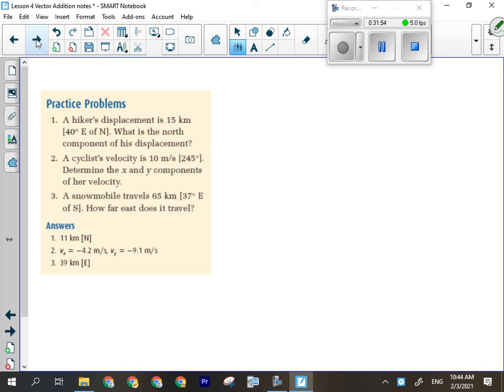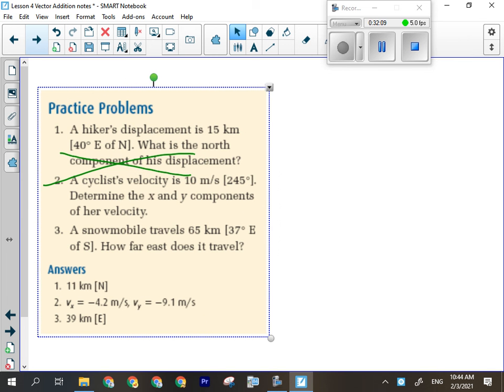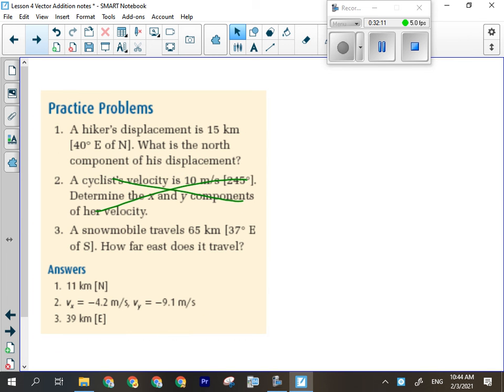I want you guys to try 1 and 2. This is just vector components, so just finding an x or finding a y. Simple stuff, not the whole thing all together yet. All right, I'll make it a little bit bigger. Don't do number 2 though, because it's using the rectangular coordinate system, which we don't use.